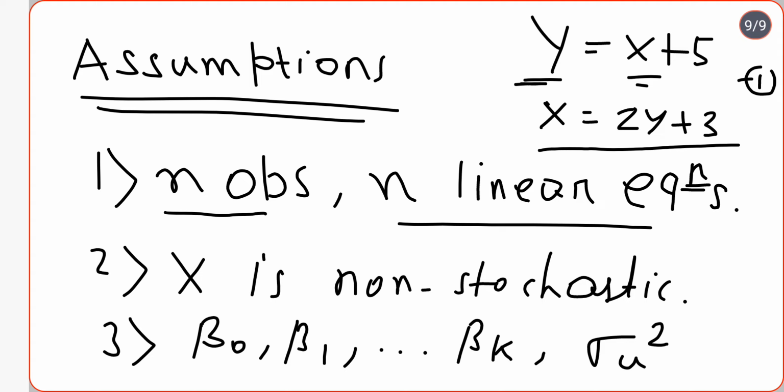It is also a parameter. So there are total k number of parameters, and beta 0 is also a parameter. So there are k plus 1 number of parameters, and sigma u square is also another parameter. So there are total k plus 2 number of parameters in the model. Okay, now this is our third assumption.